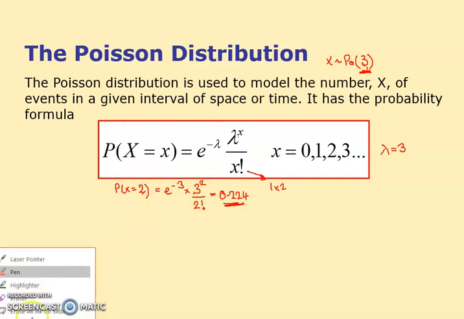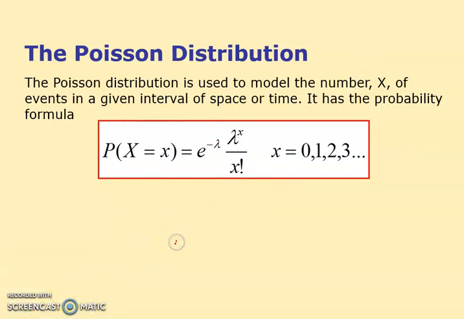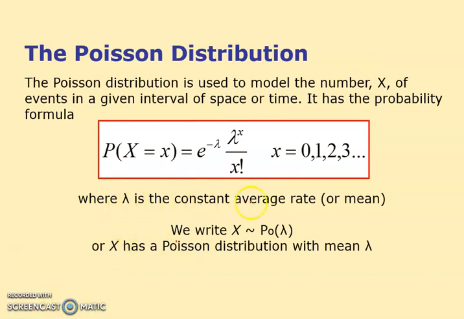I'll just clear the screen so that we can make good notes. Where lambda is the constant average rate, I'd recommend you copy down this formula. Lambda is the constant average rate, sometimes called the mean, or the expected amount that you'd expect to get. We write X is distributed as a Poisson distribution, lambda, or X has a Poisson distribution with mean lambda. All these ways mean effectively the same thing. Notice that formula. The formula is in the formula book, but we need to know it. So I recommend you learn that.